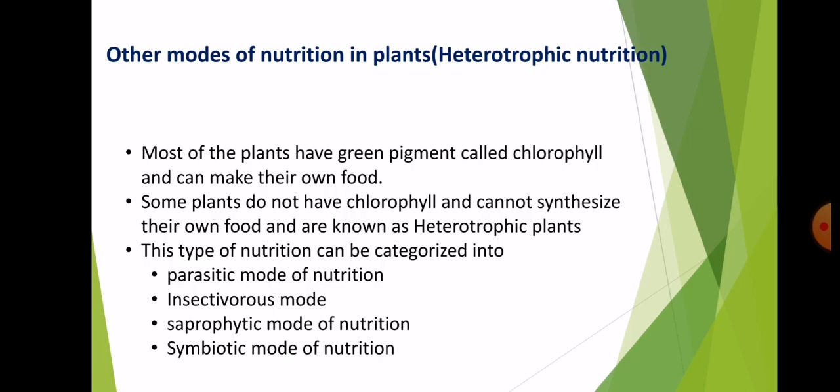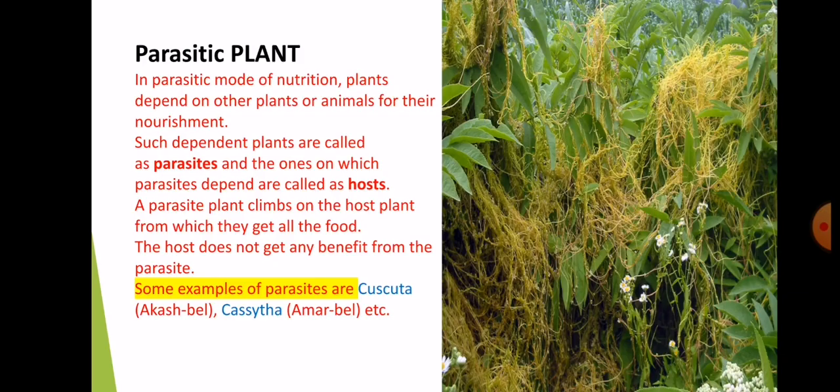The first one is parasitic mode of nutrition. Second is insectivorous mode of nutrition. Third one is saprophytic mode of nutrition, and fourth one is symbiotic mode of nutrition. So one by one we will study these 4 types of nutrition in detail. Okay, so let's just start.